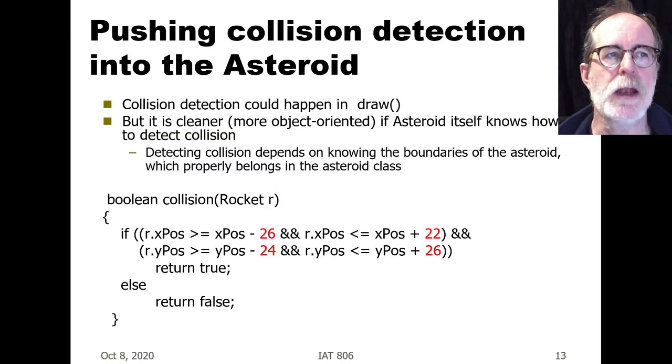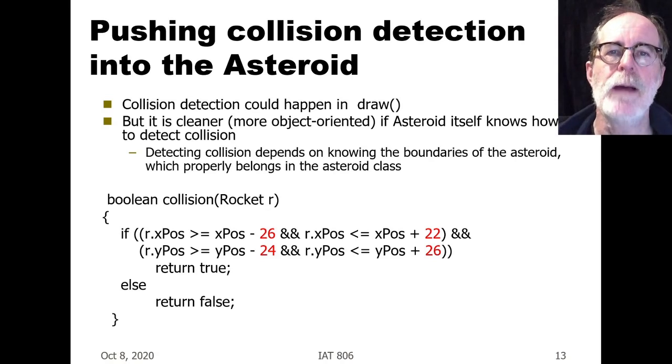But in any case, the right place to do it in an object-oriented program is in one of the objects, perhaps needing to access information from the other object. And that's the approach that's taken here. So it's cleaner and more object-oriented if Asteroid itself knows how to detect collision. That is to say, the information to reasonably compute whether a collision has happened between two objects is in at least one of the objects, perhaps getting information from the other object that is potentially colliding. So detecting collision depends on knowing the boundaries of the asteroid, and that information is in the Asteroid class, so that's where that information should be and where it's more closely located.